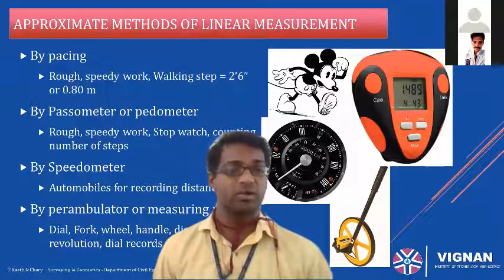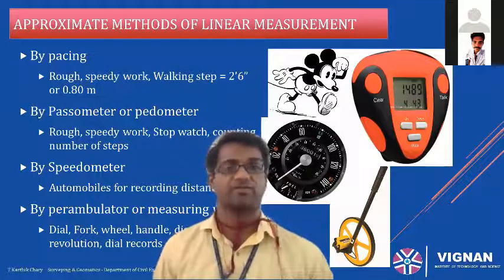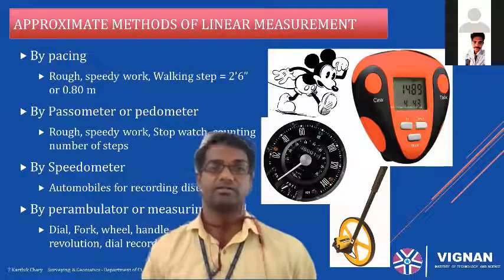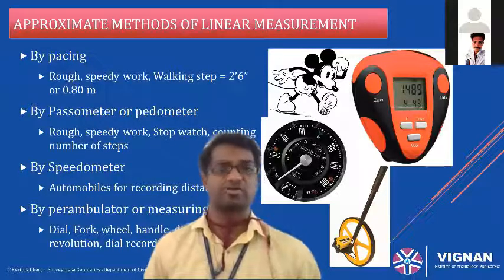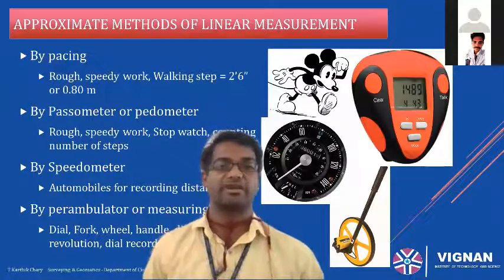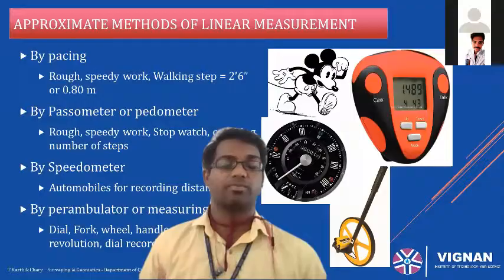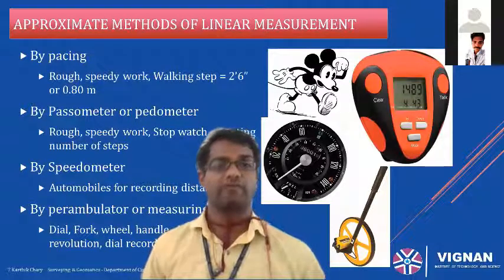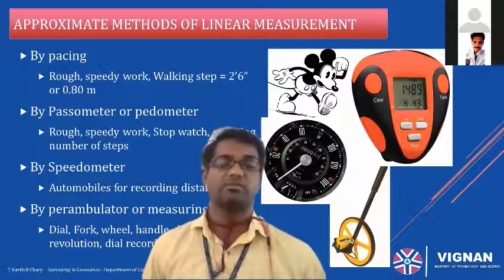If you count the number of steps you have taken and multiply by that value, you will get the length. This is approximate. If I walk 10 steps, that means I have covered 8 meters. The problem with pacing is that if the distance between two points is large, you may have trouble remembering the number of steps you have taken.